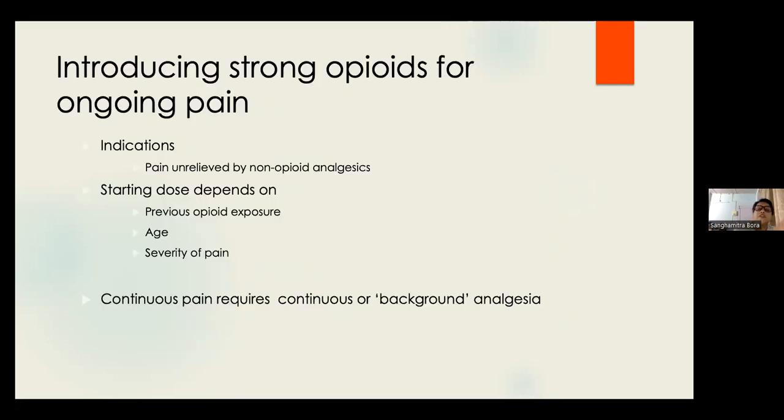So when you introduce strong opioids for an ongoing pain, you're escalating your medications from step 2 to step 3. What are the general indications? It is obviously the pain which is unrelieved by non-opioid analgesics, and the starting dose would depend on previous exposure to opioids, the age of the patient, and the severity of pain. Always remember that continuous pain requires continuous or background analgesia.